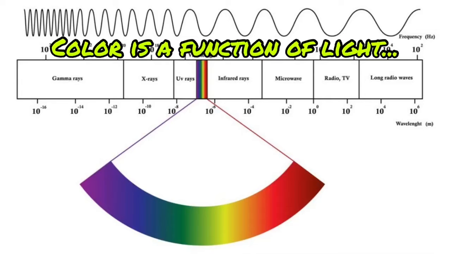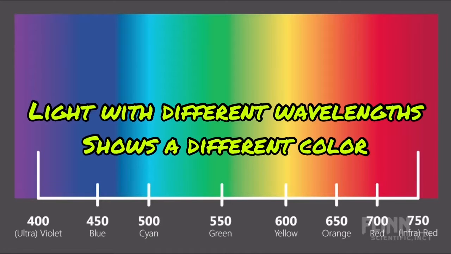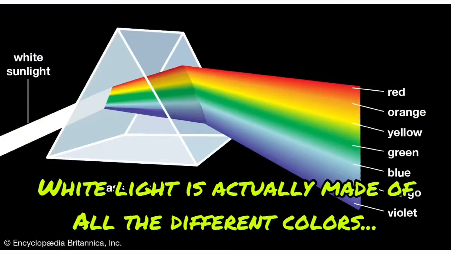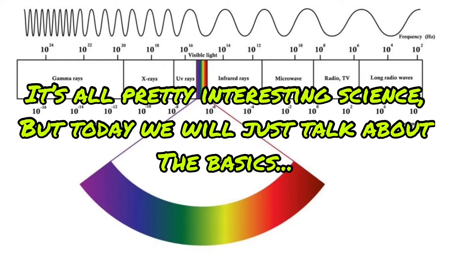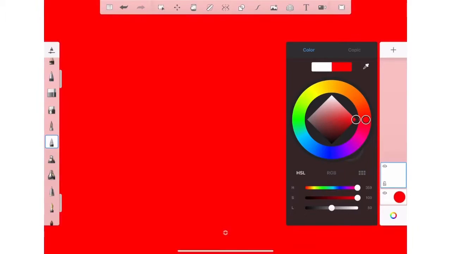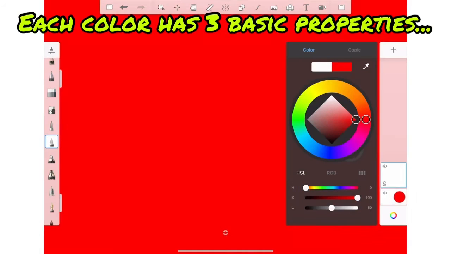Color is a function of light. Light with different wavelengths shows a different color. White light is actually made of all the different colors. It's all pretty interesting science, but today we'll just talk about the basics. Each color has three basic properties.